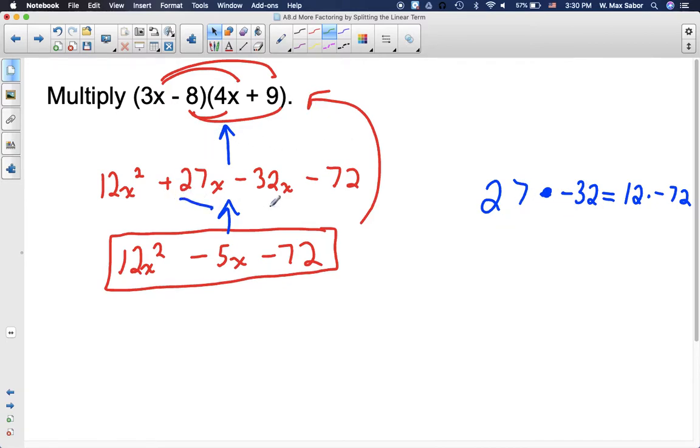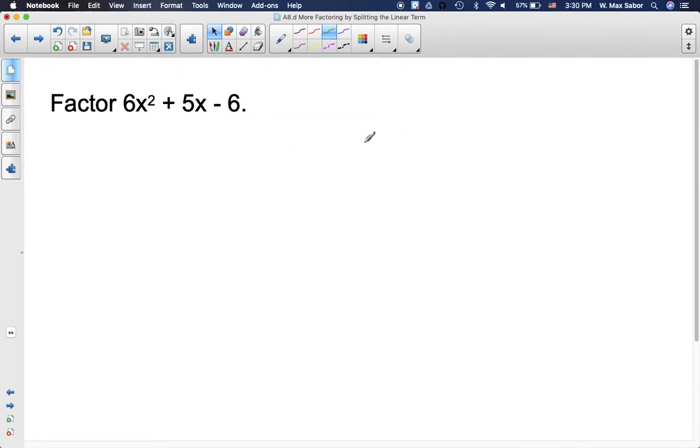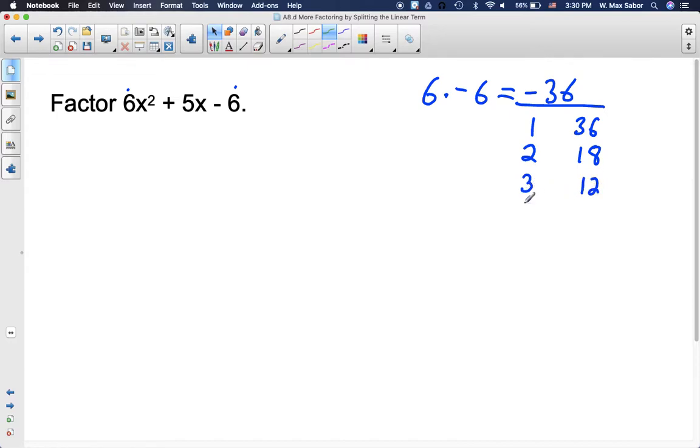Rather than saying these multiply to give us negative 72, they multiply to give us negative 72 times the 12. So that's how we're going to do these. We're going to start, instead of saying negative 6, we're going to do 6 times negative 6, so that this A times that C gives us negative 36. Now we're looking for factors of negative 36. 2 and 18, 3 and 12, 4 and 9. 4 and 9 should work. So negative 4, positive 9.